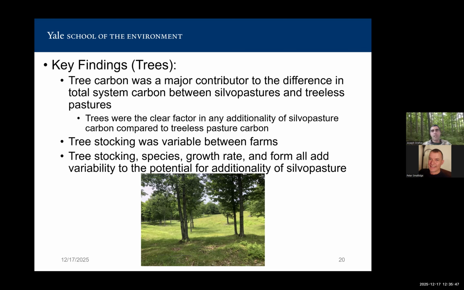Keep in mind, tree stocking was variable between farms, species, density of those trees, age of those trees, size of those trees. All that plays a big role in how much carbon was in those. So the growth rate of those trees can play a role in the long-term additionality as well.